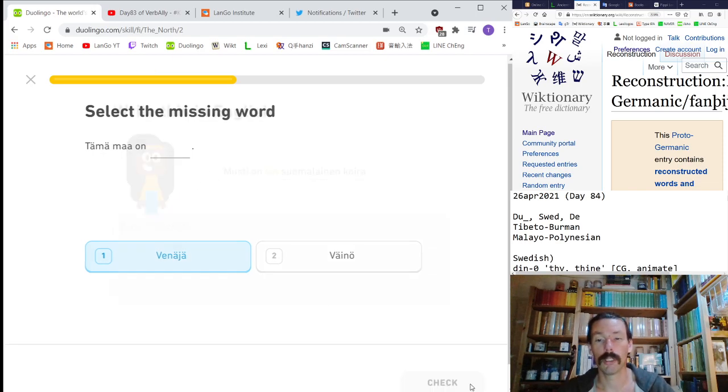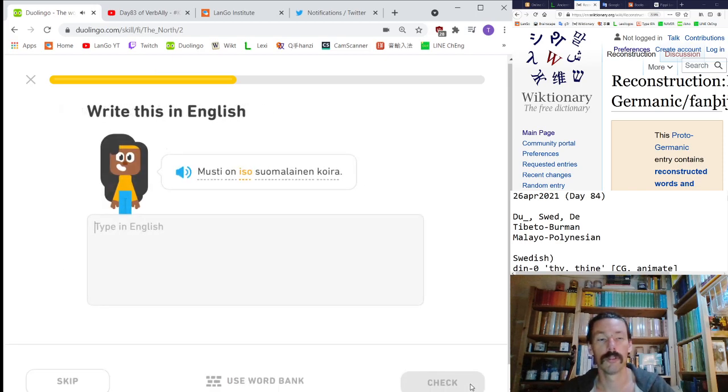Temema on Bene. We got that. Musti on iso suomalainen koira. Musti, I think it's a name, on iso suomalainen koira. Iso is big. Suomalainen koira. It's the adjective order.